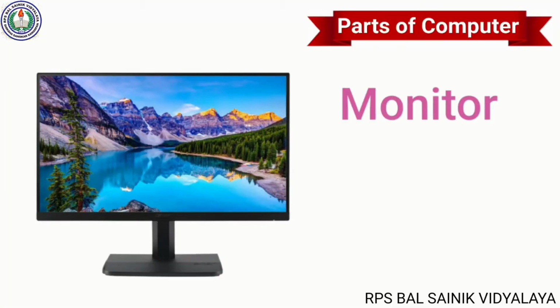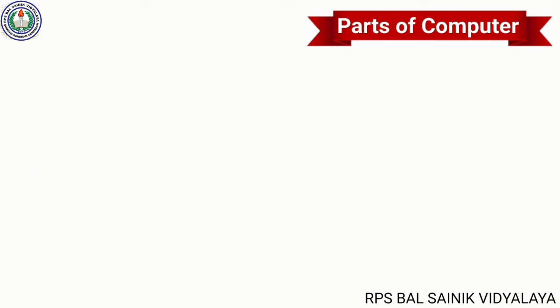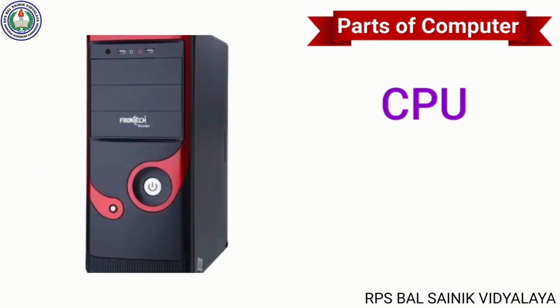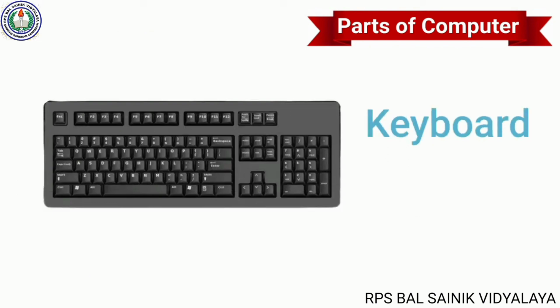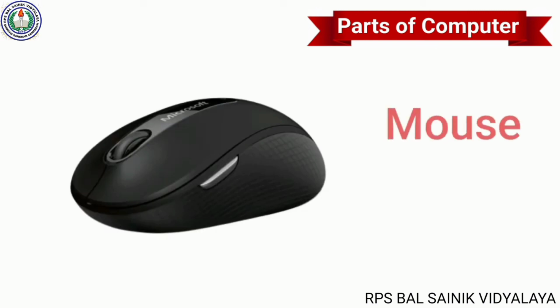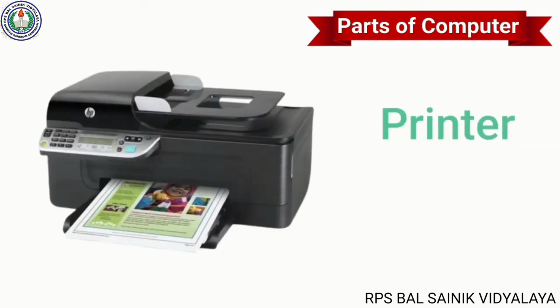This is monitor. यह monitor है. This is CPU. यह CPU है. This is keyboard. यह keyboard है. This is mouse. यह mouse है. This is printer. यह printer है.